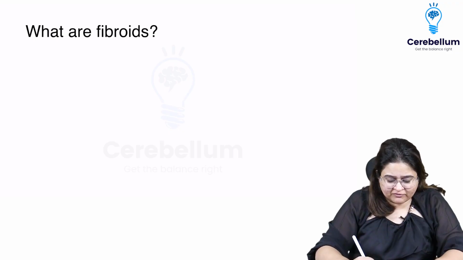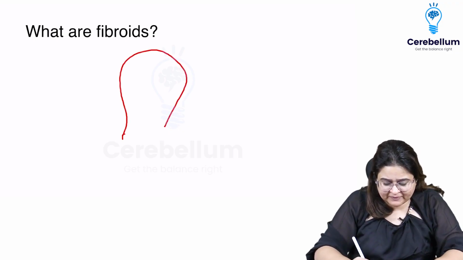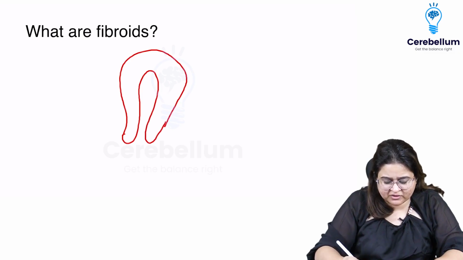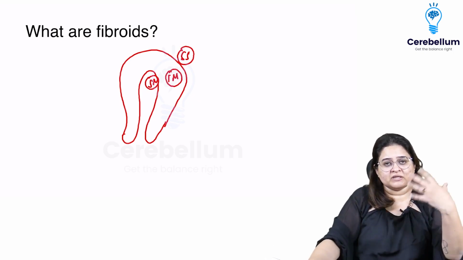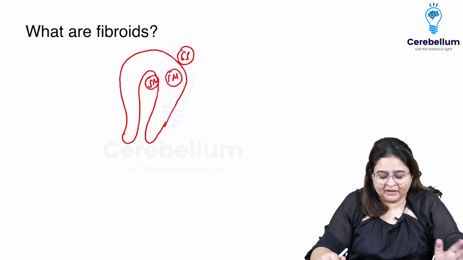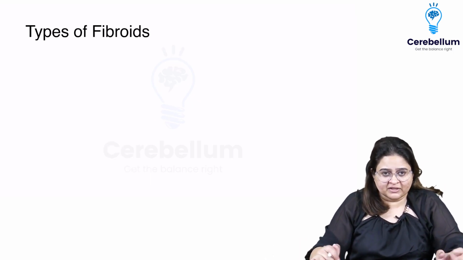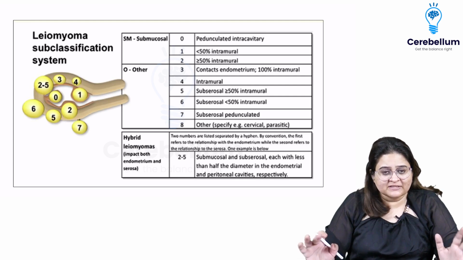Okay, and when it comes to fibroid, it's important to understand the basic classification. So this is the uterus. You can have a submucosal fibroid, you can have an intramural fibroid, or you can have a subserous fibroid on the outer surface of the uterus. But this is the older classification, and the newer classification is this one.